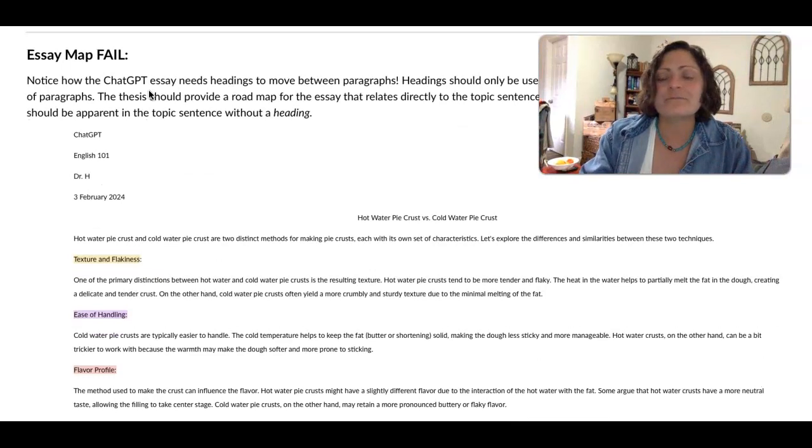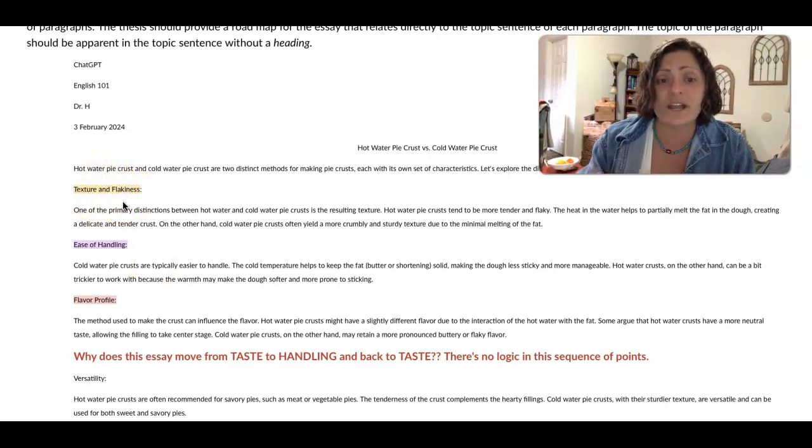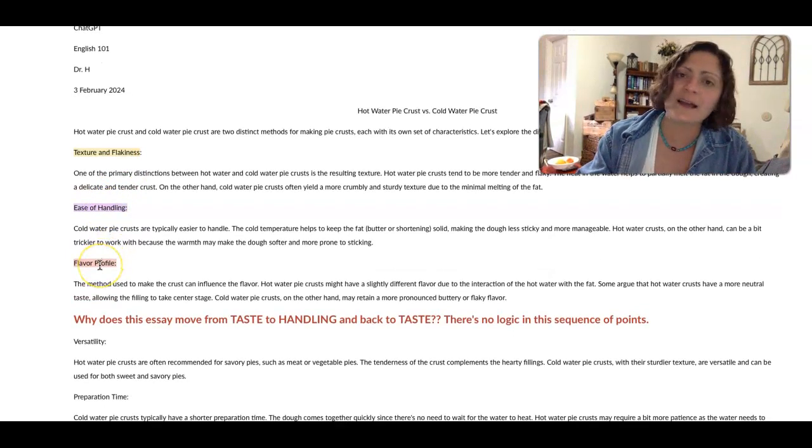So to begin with, there's no thesis to organize the points. But it doesn't just stop there. Not only is there no thesis, the organization has no sort of logic even without a thesis to guide it. So notice how it moves from texture and flakiness, which is essentially its taste, right, to the process of creating it, and then back to taste again. Why does it move back and forward with taste?